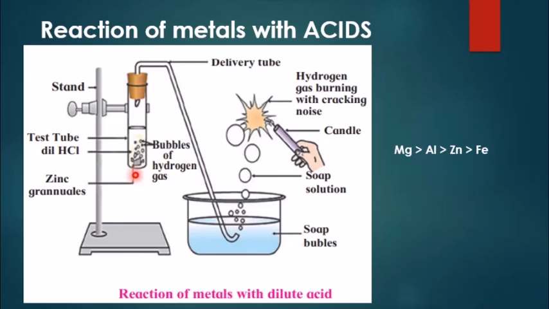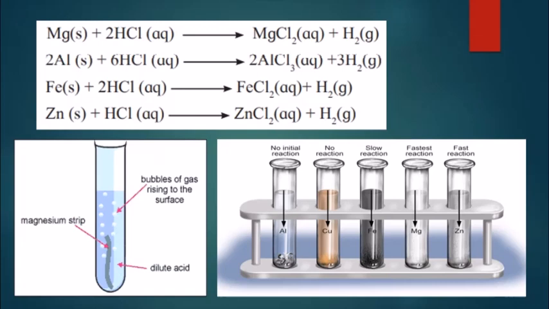Now also the reactivity of these metals. You can take any metal like magnesium, aluminium, zinc, and iron. If you are taking these four metals, the reactivity of the metals is in this way. First you have magnesium, which is greater than aluminium, which is greater than zinc, which is greater than iron. So we can write the equation when magnesium is treated with hydrochloric acid. It gives magnesium chloride, and hydrogen gas is given out.